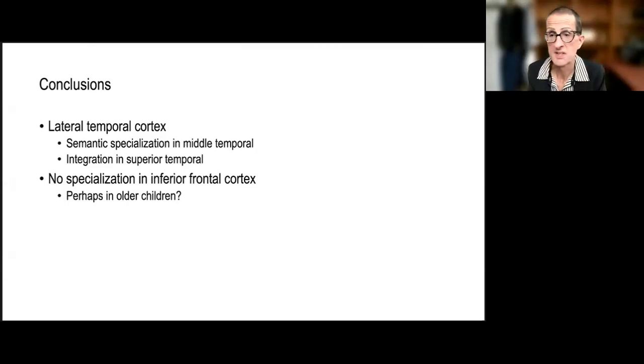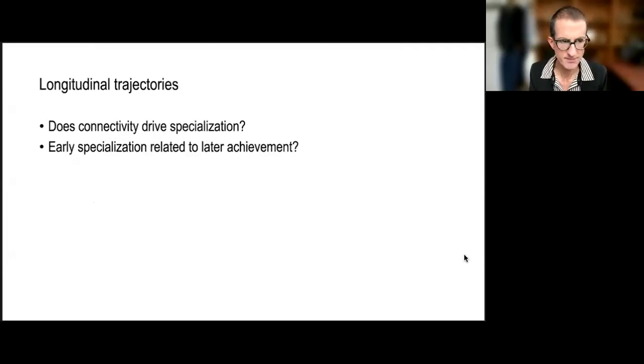We didn't show any specialization in older kids, but we do have some subsequent pre-registered studies in the 7- and the 9-year-olds, suggesting, in fact, that there is some specialization in those older age groups. So again, this idea of a temporal to frontal shift in terms of specialization over development.